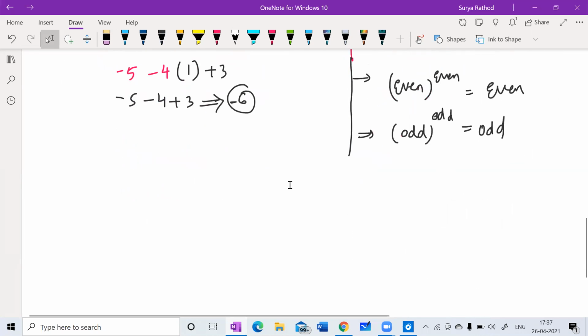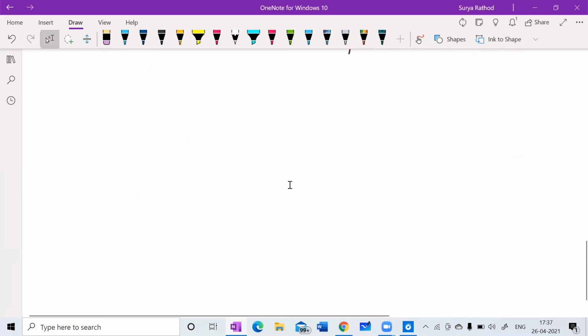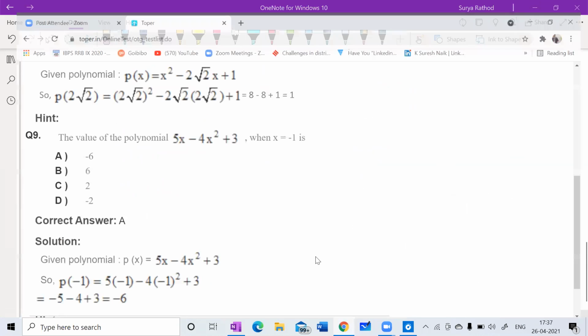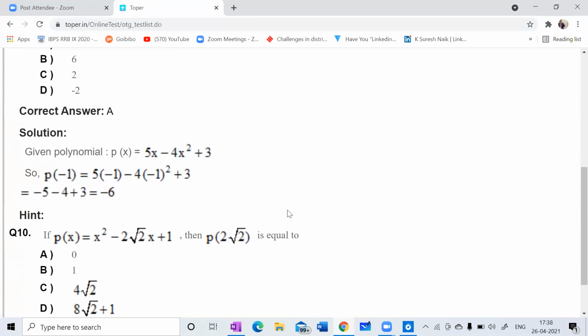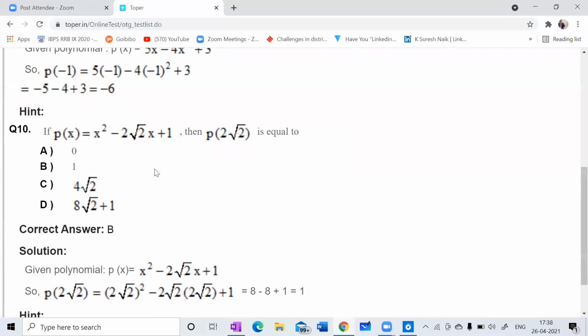So shall we go for the 10th question now? Yes, sir. Okay, we have done the 9th question. So the 10th question we have to discuss now. What is the 10th question? If P of x is equal to x square minus 2 root x plus... It is a repeated question. Already we have discussed it, and we got 4 root 2 as the answer.